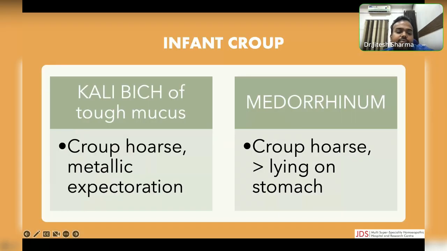Now, other remedies for croup which can be indicated: Kali bichromicum. Croup with hoarse, metallic expectoration. In Medorrhinum, there is croup in babies which gets better by lying on the stomach.